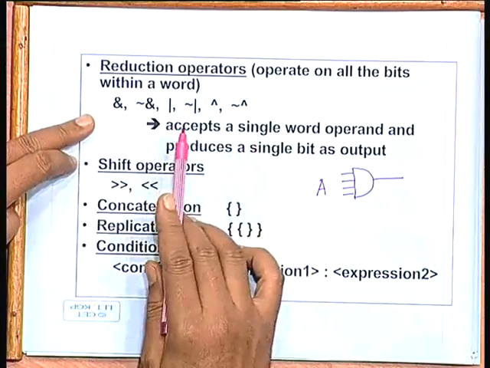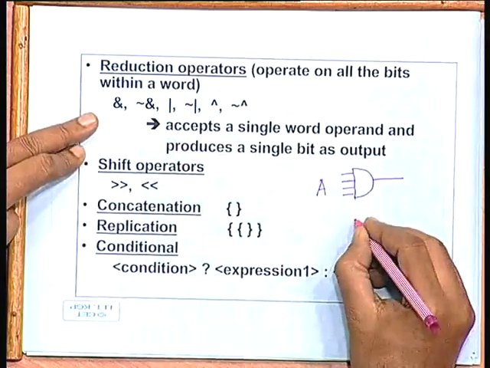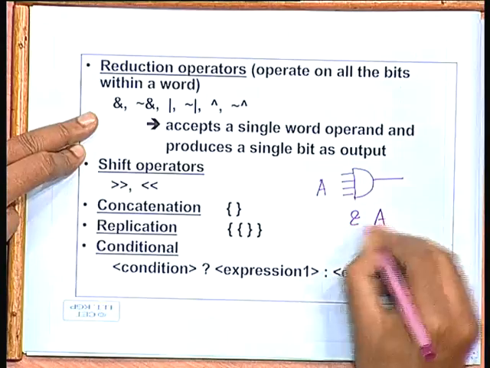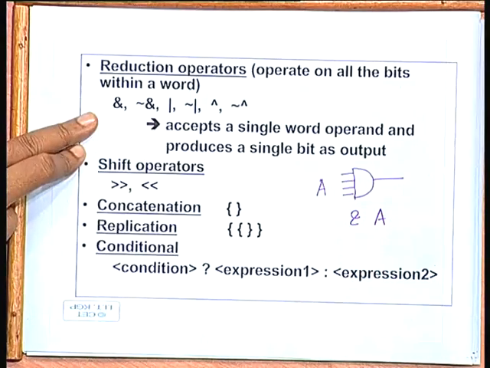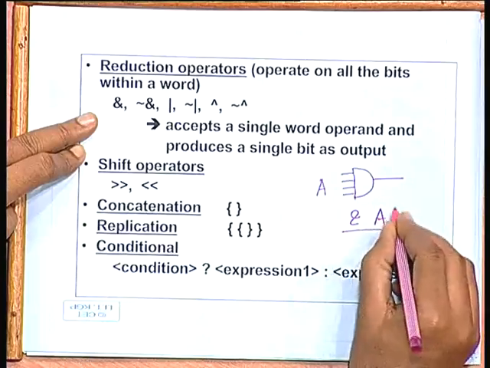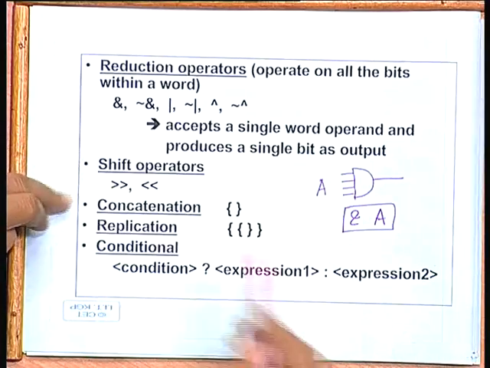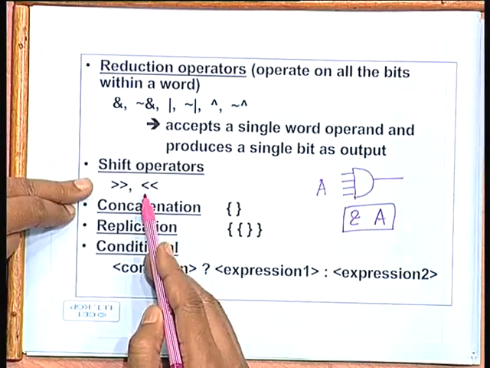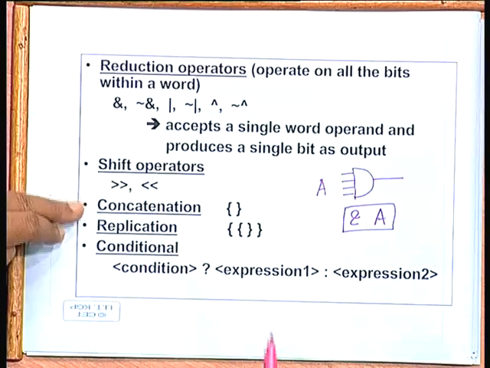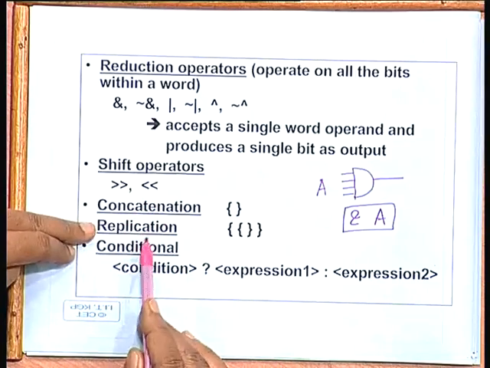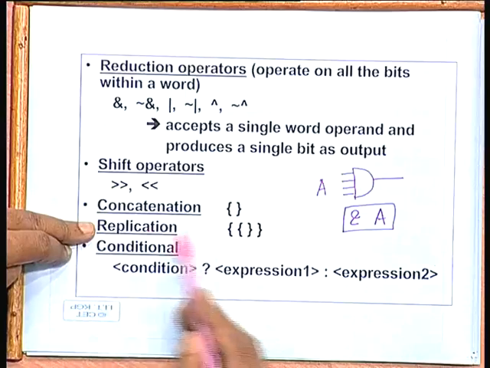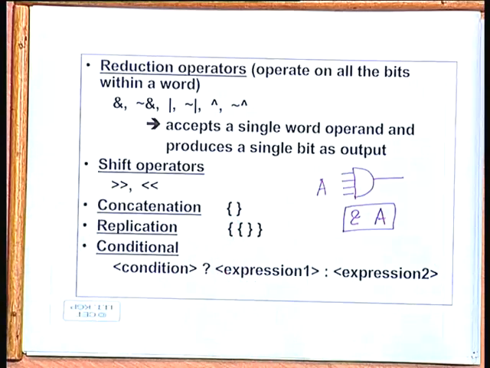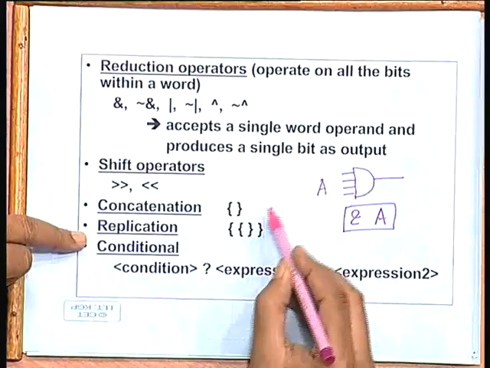So, you can have this reduction operator also. You can use this ampersand followed by A, this means reduction. This is how you use this. Shift operator is very similar to what we have in C. Concatenation, replication will show with examples. Concatenation means you can concatenate several different things to create a single bit stream, a single number. Replication, some of the bit stream you can replicate, we will see these two things with examples. These two are new.